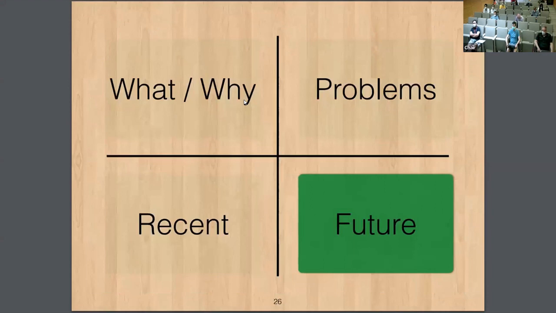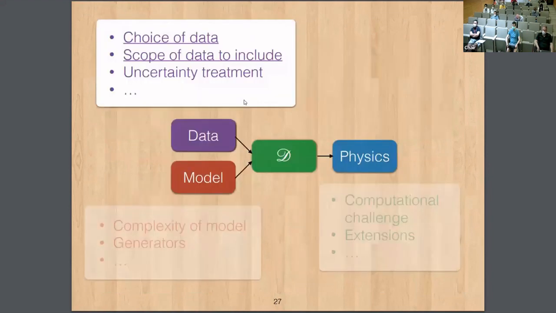I'll spend the last several minutes on what we can do once we have the Bayesian analysis, looking a bit into the future. So this can be classified into different types. We can improve on the data side, and we can improve on the model side, or about the analysis itself. On the data side, there are many things that we can talk about. But first, I'll talk a little bit about the choice of data and the scope of data.